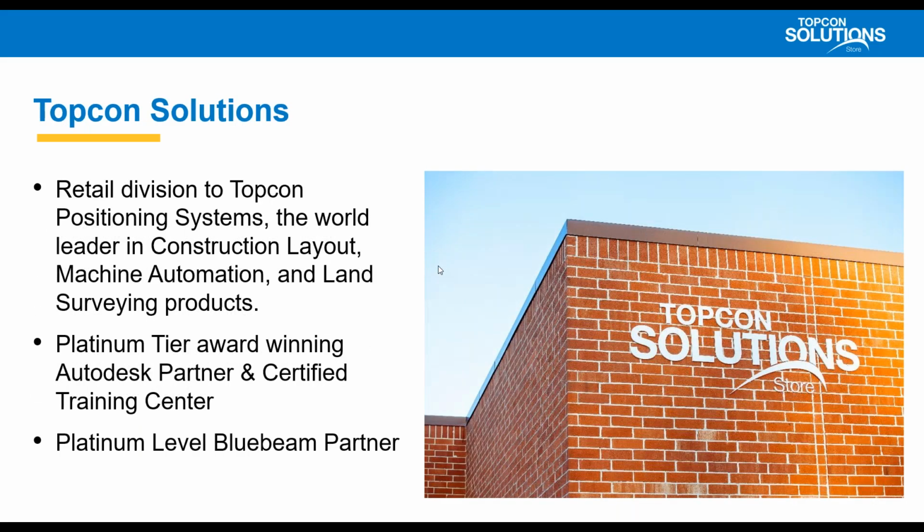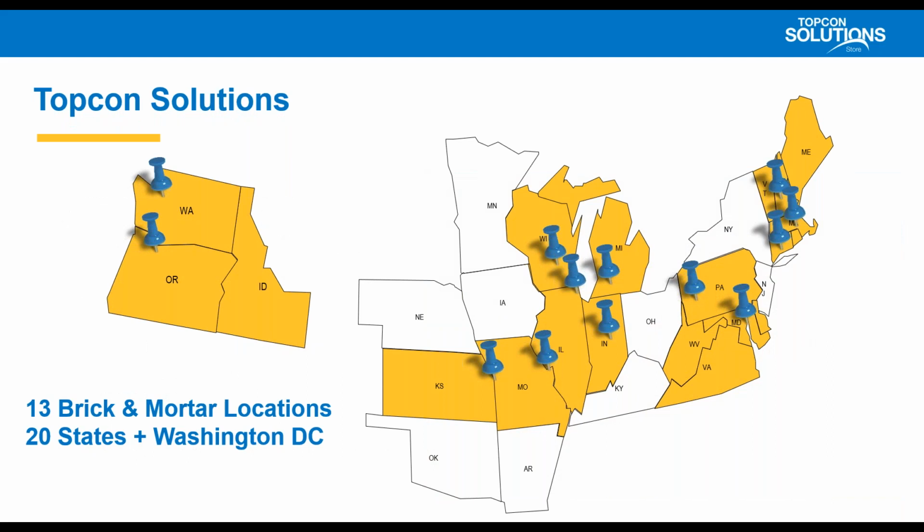So about us, if you're unfamiliar with Topcon Solutions, Topcon Solutions is the retail division of Topcon Positioning Systems, which again is a subsidiary of Topcon Global. We are the world leader in construction layout, machine automation, and land surveying products, as well as scan to BIM technology and all the fun stuff in there. We are a platinum tier award-winning Autodesk partner, certified training center. We are a platinum Bluebeam partner as well. We have 13 brick and mortar locations, but we support and service 20 states, including Washington, D.C.